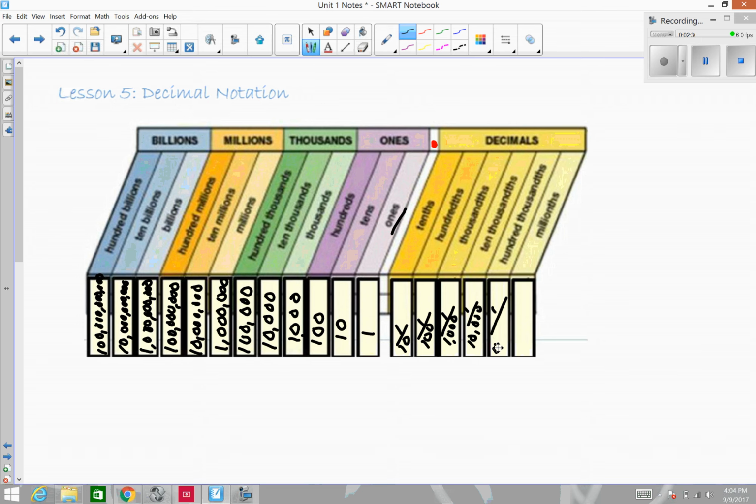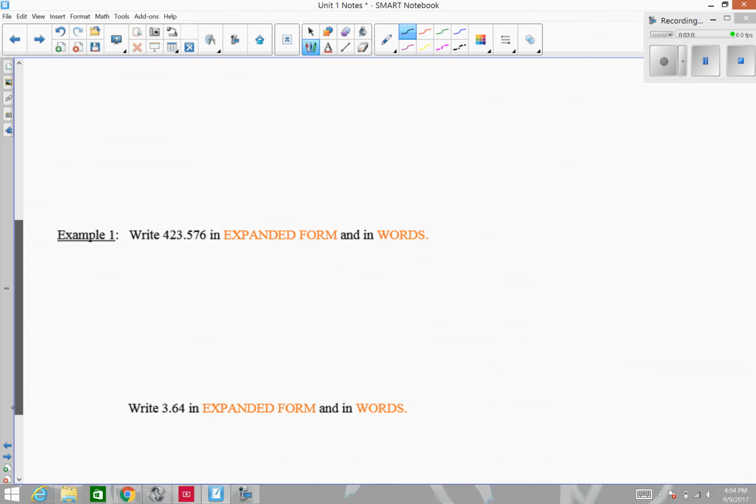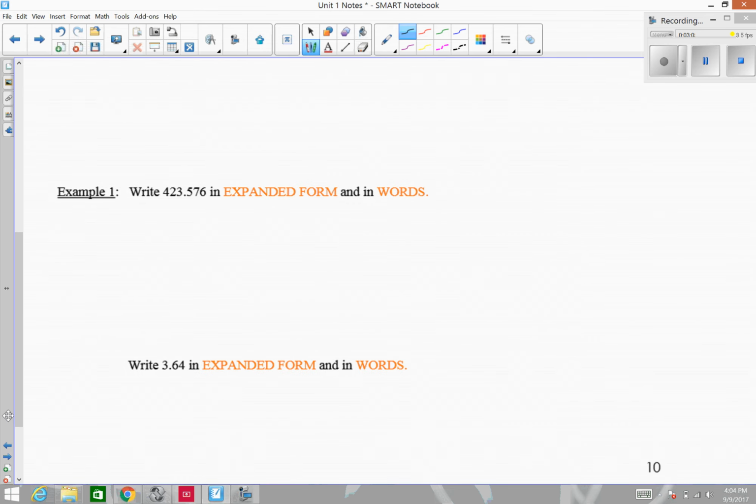1/100,000ths, another 0 in the denominator, and then 1/1,000,000th, going to have 6 zeros. So I can think of these place values as being multiples of 10 or dividing by 10. What we want to do now is make sure that we can take decimal numbers and rewrite them in what we call expanded form and also in words.